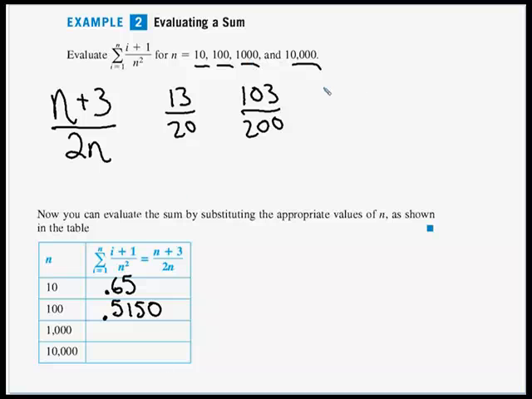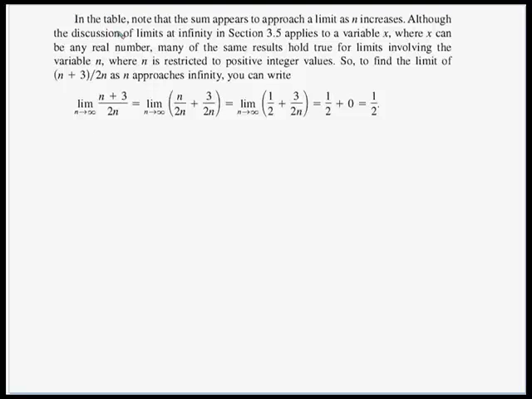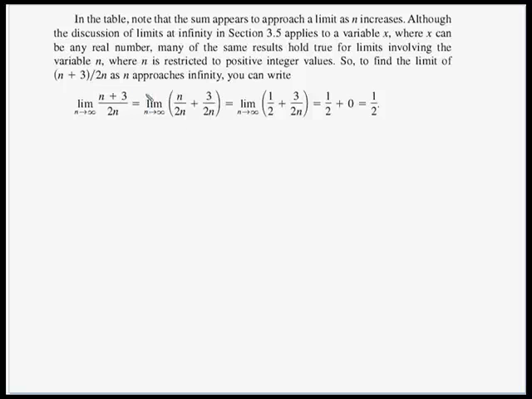If we plug in the 1,000, we're going to have 1,003 over 2,000, which as a decimal is 0.5015. And then we plug in the 10,000: 10,003 over 20,000. And that decimal is 0.50015. There we go. Now, in the table, note that the sum appears to be approaching a limit as n increases. 0.65, 0.515, 0.5015, 0.50015. It does look like we're homing in on a single number.